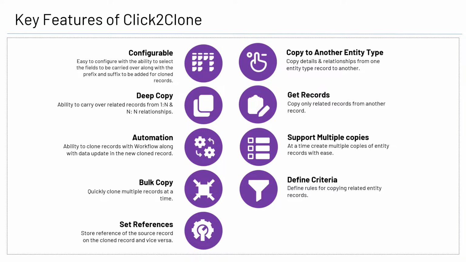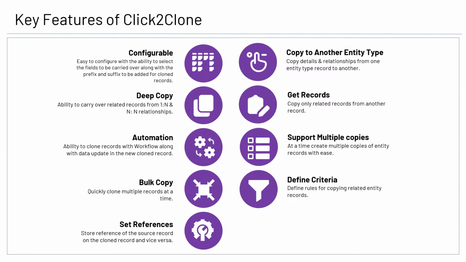One of my personal favorite features for Click to Clone is Get Records. Imagine, like I'd mentioned, I come from a business development background. So many times I have to create, let's say, a product or something which is very complex by nature. And if a similar request comes from another customer, I have to again go through the entire complex process. Not anymore. With Click to Clone, we can actually copy only related records from some other record itself.